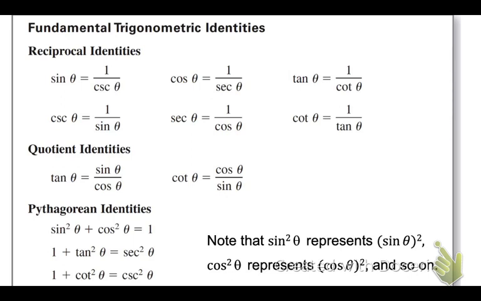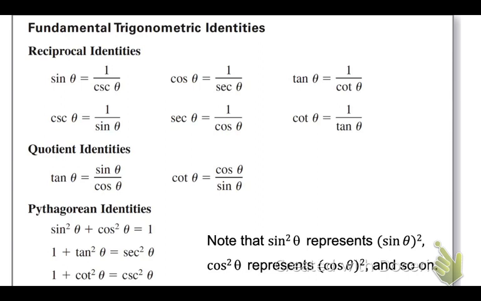Okay? The last ones are the Pythagorean identities. What's the Pythagorean theorem? A squared plus B squared equals C squared. So we should have some squares in there, right? So we have sine squared, which would be your y, y squared, plus x squared, cosine squared, equals 1, which is your unit circle. Do you see that? So sine squared theta plus cosine squared theta equals 1.